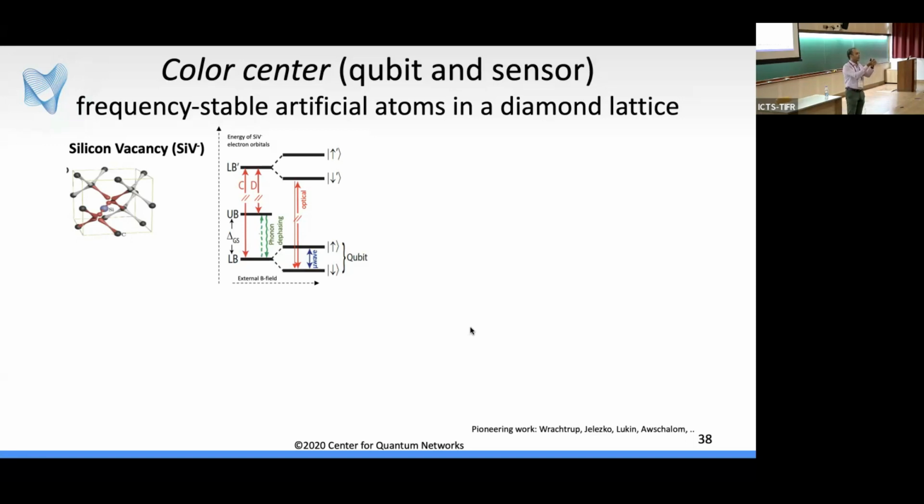Two neighboring carbon atoms in the lattice are missing, replaced by a bigger silicon atom. There's a free electron on that silicon atom whose ground state serves as the qubit. An external magnetic field splits the ground state by tens of gigahertz. So this forms your qubit, the up and the down state. And obviously the first excited state also gets split into two levels.